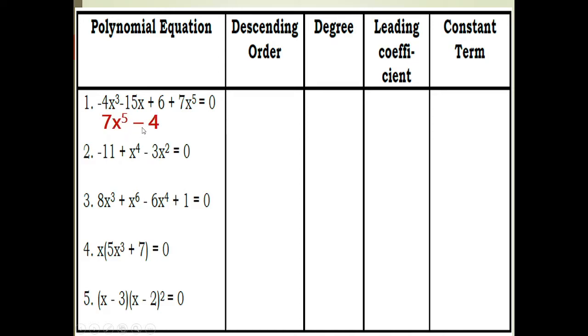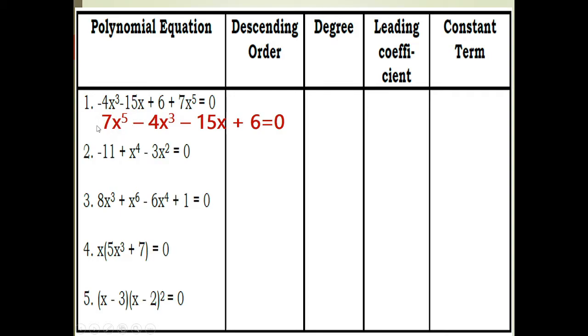7x to the 5th power minus 4x cubed minus 15x plus 6 equals 0. Ayan. So, sa pag-arrange be careful kasi minsan yung mga signs na mamali. Kung ano yung nasa unahan niyang sign, kanya yun. Kaya yung 4 ay negative. Ang 7, ang nasa harapan niya ay plus sign. So, that means positive ang 7.